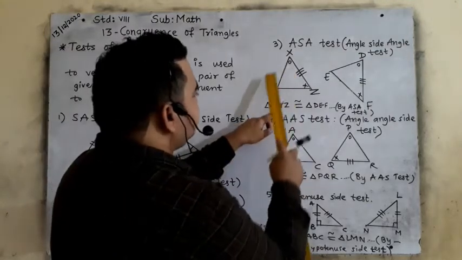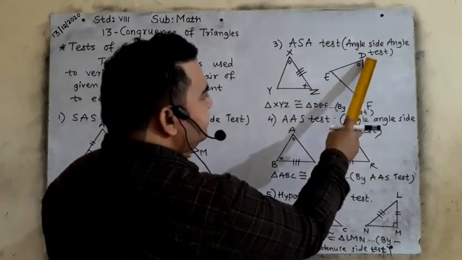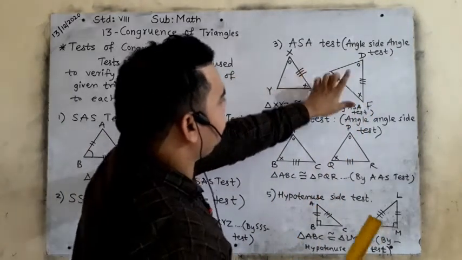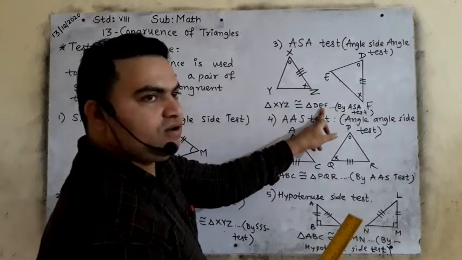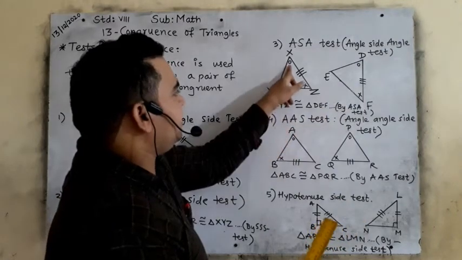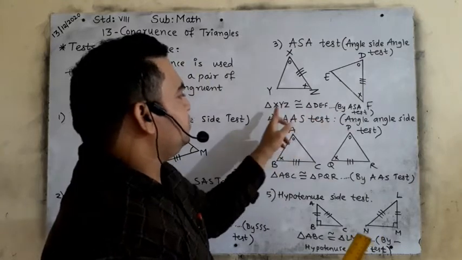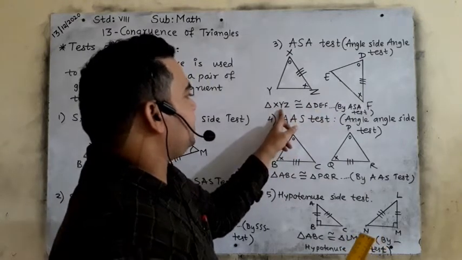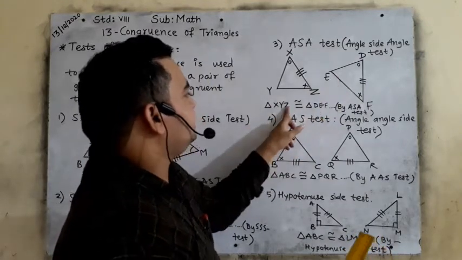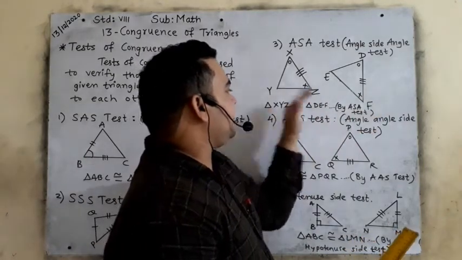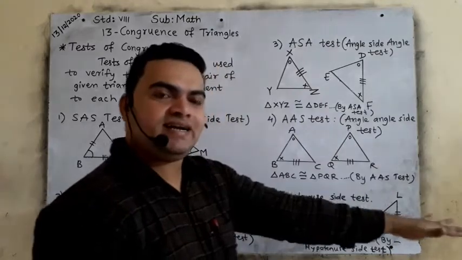Here it is written X, Y, Z. So here it is written D, E, F. Y has nothing, E is also having nothing. So Y and E, they are congruent to each other. X is having this symbol, D is having this symbol. So X comes first, D comes first, Y comes second, here E comes second. Z is having this symbol, here F is having the same symbol. So Z is at last, F is also at last.